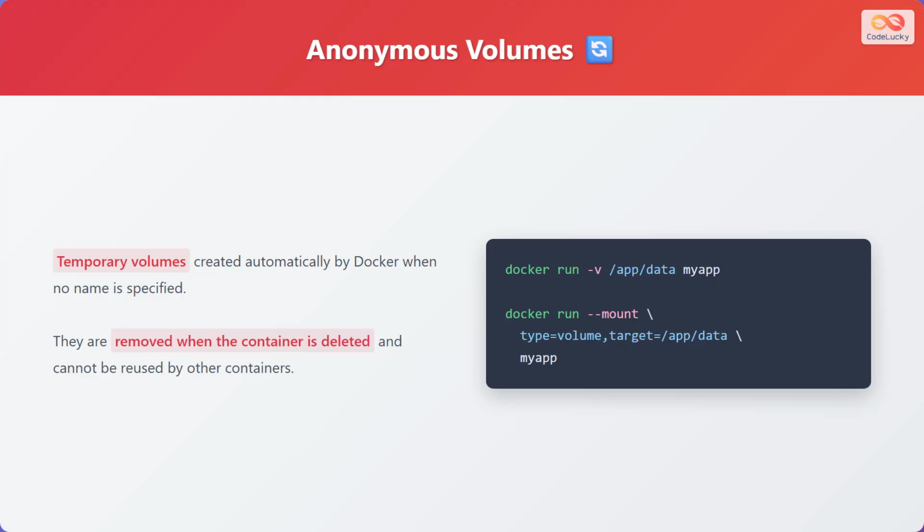Here are some examples of the command for creating anonymous volumes. docker run -v /app/data myapp. Another way is docker run --mount type=volume,target=/app/data myapp.